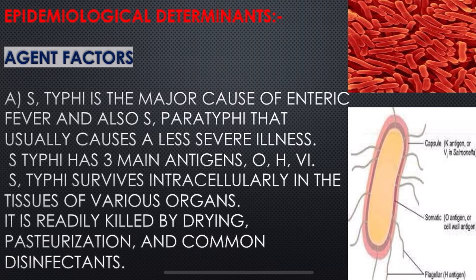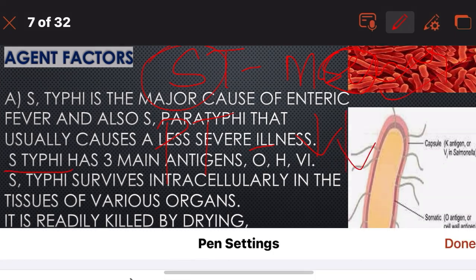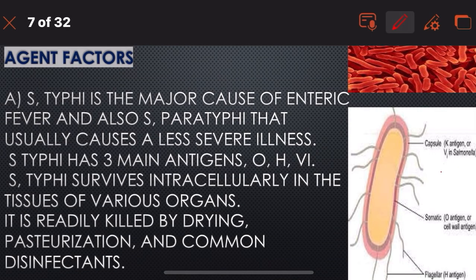a less severe illness. We see we have Salmonella typhi which causes more severe infection, and Salmonella paratyphi causes less severe. Salmonella typhi causes severe, paratyphi less severe. Salmonella typhi has three main antigens. The three main antigens are O antigen, H antigen, and VI antigen. Is it clear? O, H, and VI.